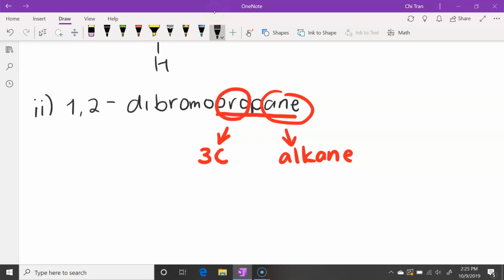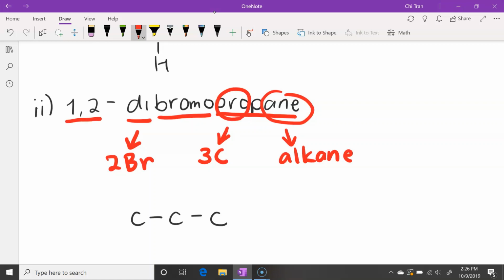So we can draw out 3 carbons first, and then we look at the substituent group. And here it is dibromo, which is bromine, and tells us that there are 2 bromines connecting to this organic compound, and they're located at the first and second carbon. So it would be this carbon and this carbon right here.